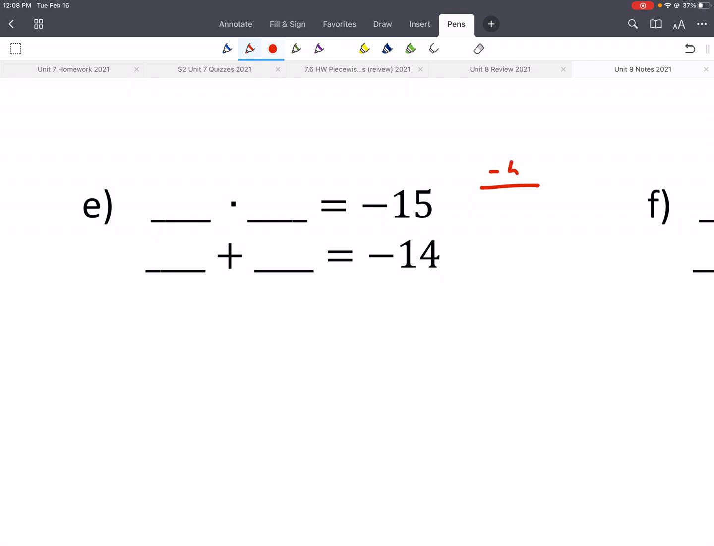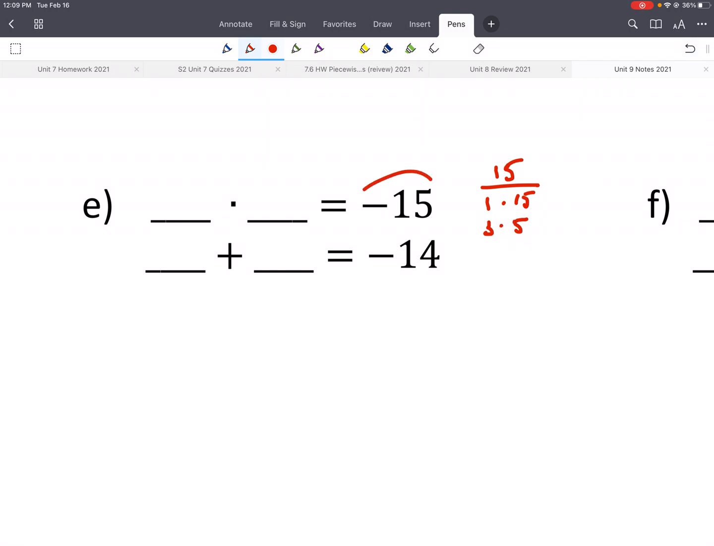Okay, so things that multiply to give us 15. Again, we're not going to worry about the sign for now. We could do 1 and 15. 2 doesn't go into it. We got 3 and 5. And then 4 doesn't work, and then we're back to 5. So those are our choices.